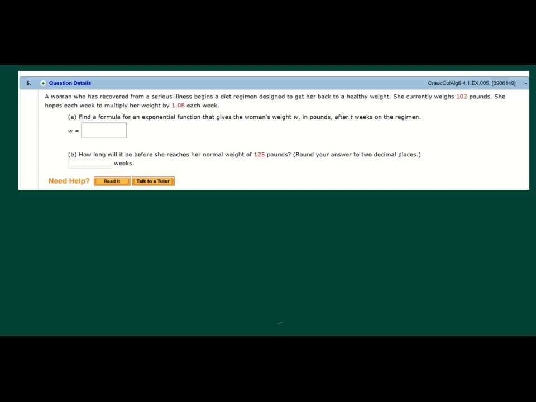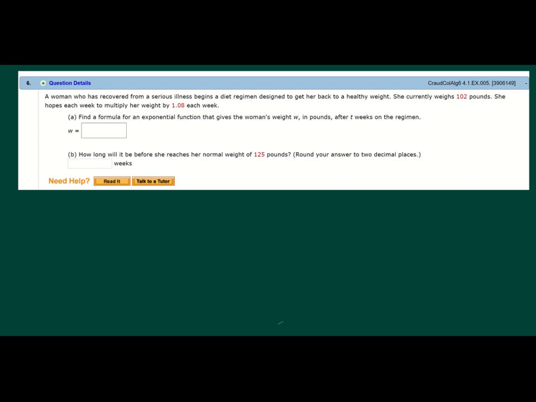When I first read this problem, I wasn't sure that you would be able to tell if this was an exponential model or not. In part A, it tells you find a formula for an exponential function, but if it didn't tell you that, would you know that this was an exponential function that needed to be used to model this situation? Now, I just wanted to specify here how I know that this was going to be an exponential model.